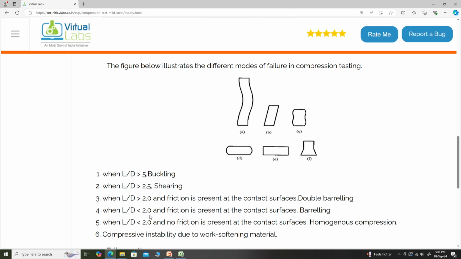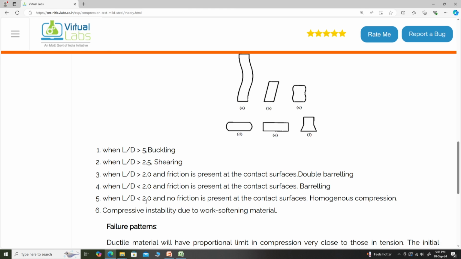When L by D is less than 2 and friction is present at the contact surfaces, it is barreling, a single barrel is produced, that is figure D. When L by D ratio is less than 2 and no friction is present at the contact surfaces, then we have homogeneous compression, that is, there is no affinity between the surface of the platen and the test specimen, and it completely flattens just as shown in figure E.